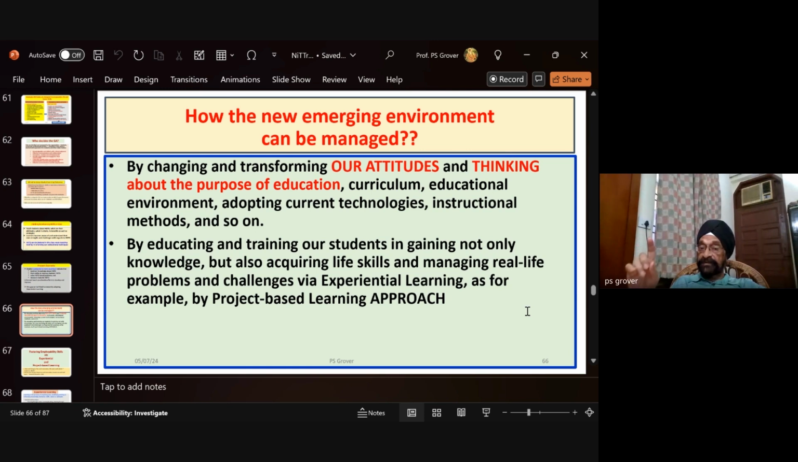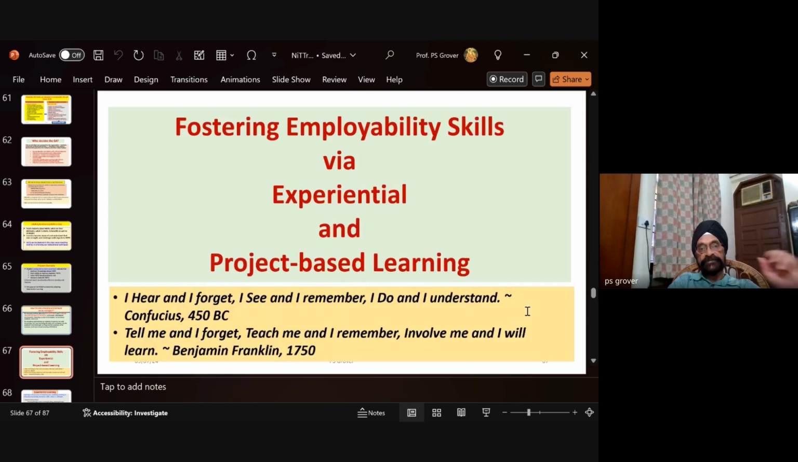By educating and training our students in gaining not only knowledge but also acquiring life skills and managerial skills, solving real life problems and challenges by experiential learning. Experiential learning means through project-based learning and so on. Which means rather than having purely cognitive emphasis, we need to give emphasis on the affective domain. We need to give emphasis on the psychomotor domain. How can I do that? This is a different topic. If we get time, we'll see that.